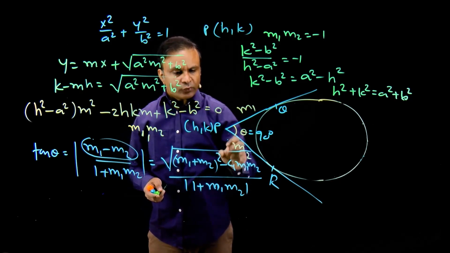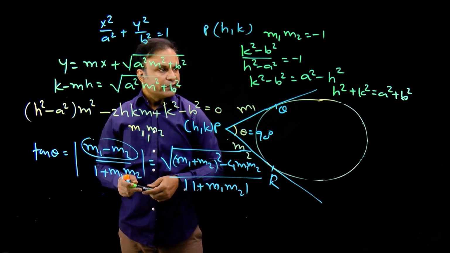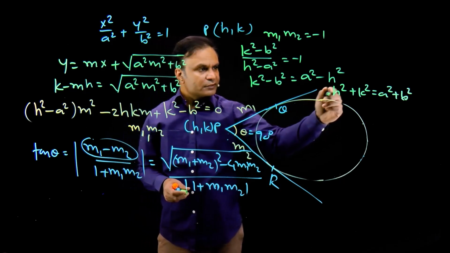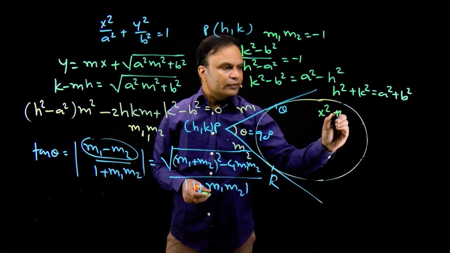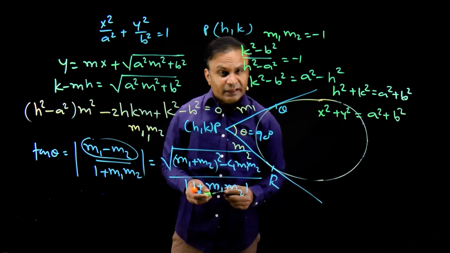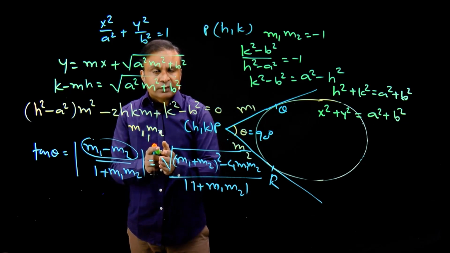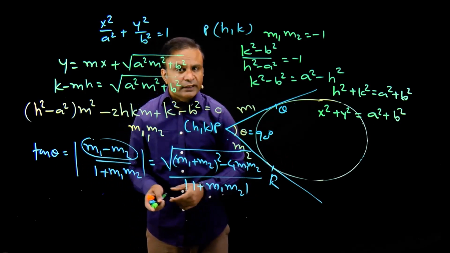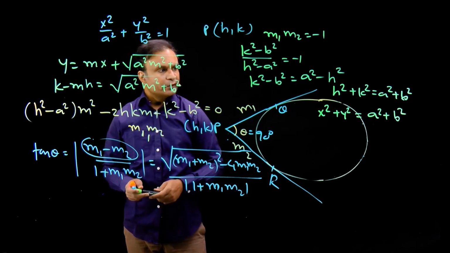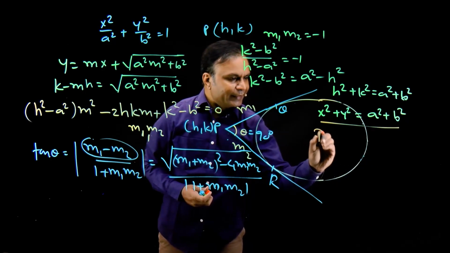Now there will be infinite points h comma k outside the ellipse through which we can draw perpendicular tangents, and all those points will satisfy this relation. So if I replace here h and k by x and y, I have the equation x square plus y square is equal to a square plus b square, which is the equation of a circle. That means the locus of point P through which perpendicular tangents are drawn to the ellipse is the circle x square plus y square is equal to a square plus b square, and this circle has a name. This is called the director circle.